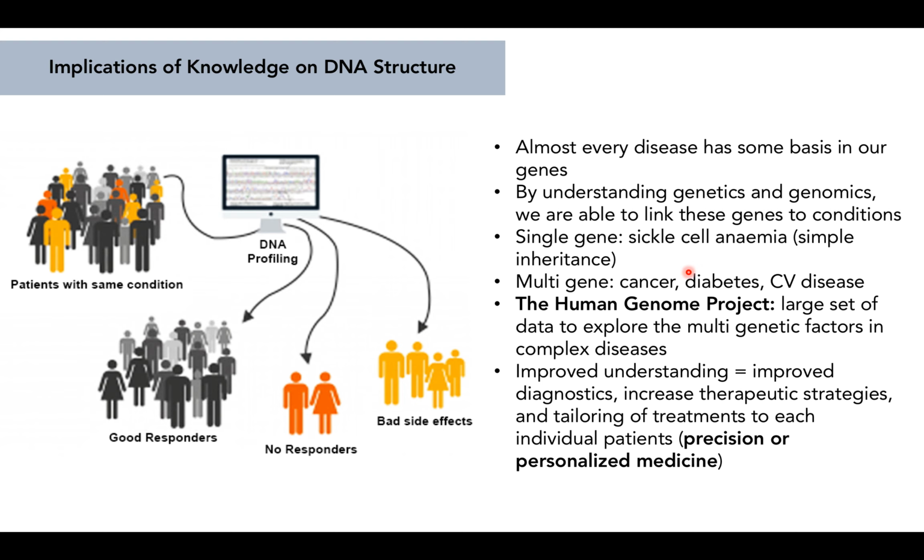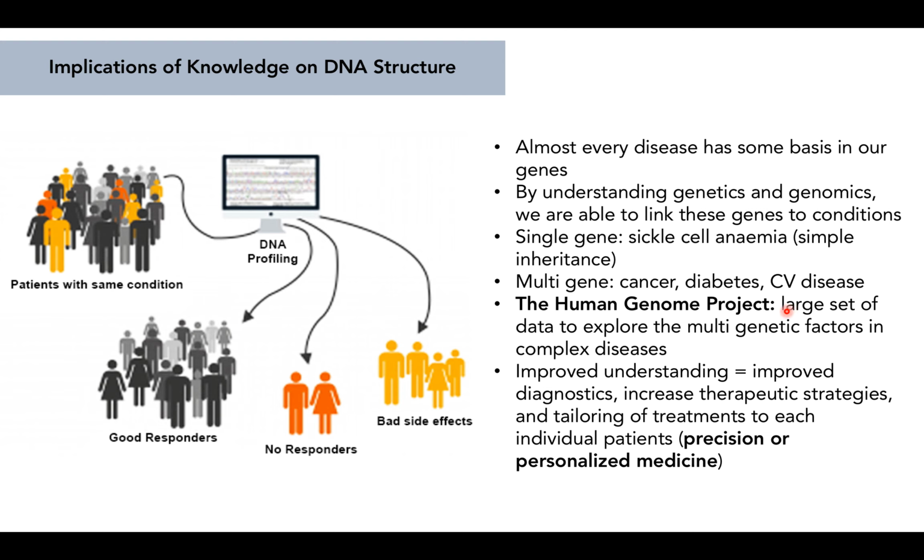For example, we have known that there are diseases linked to one gene. So a defect in one gene can cause a disease. This is a single gene association, such as sickle cell anemia, for example, and it's all based in simple inheritance. But we also have diseases in which the mechanism of causing the disease is multigenetic, or there are multiple genes that are problematic to create this particular disease, and that's cancer or diabetes or cardiovascular diseases.